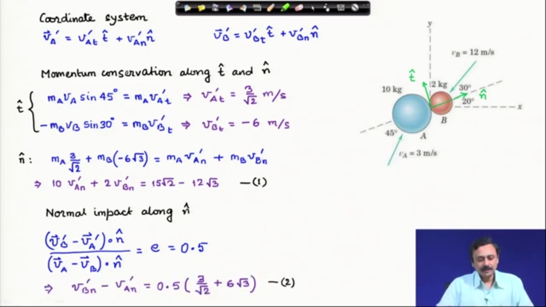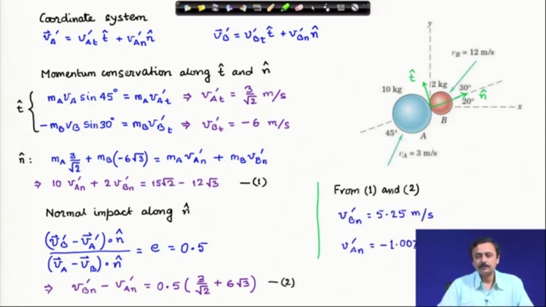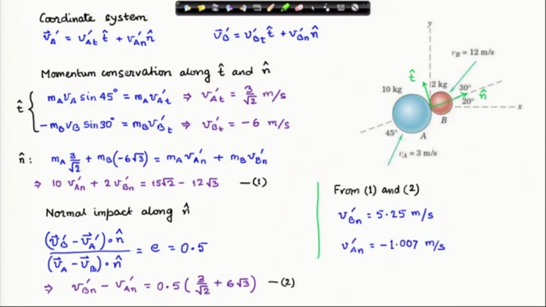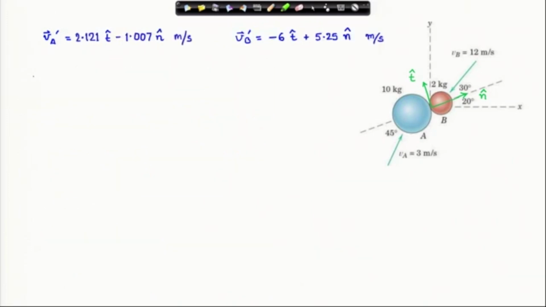And from here I get the second equation, which is a relation between the velocity of B in the normal direction after impact and the velocity of A in the normal direction after impact. So, V B n prime minus V A n prime is whatever you have on the right hand side. Now, these two equations are simultaneous equations, they can be solved together straightforwardly and you can get these answers. So, V B n prime is 5.25 meter per second, V A n prime is minus 1.007 meter per second. Straightforward calculation, simultaneous equation solution.